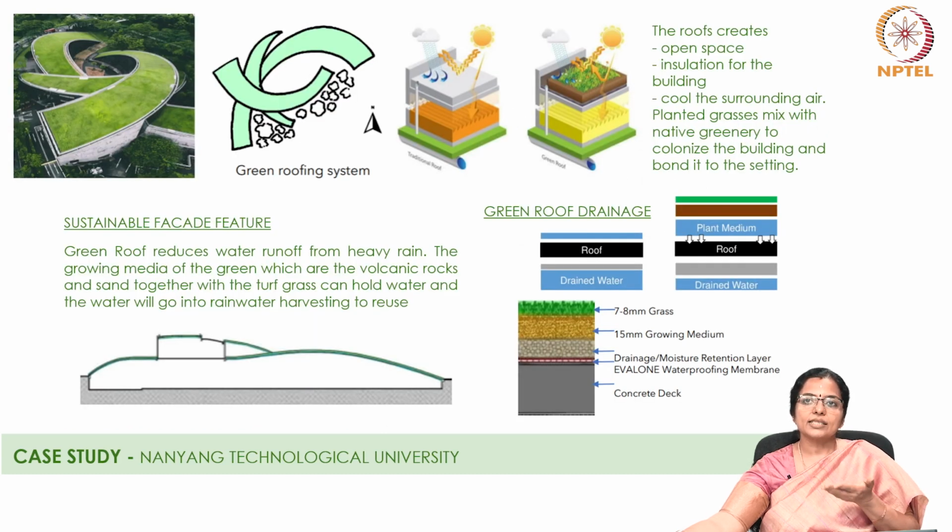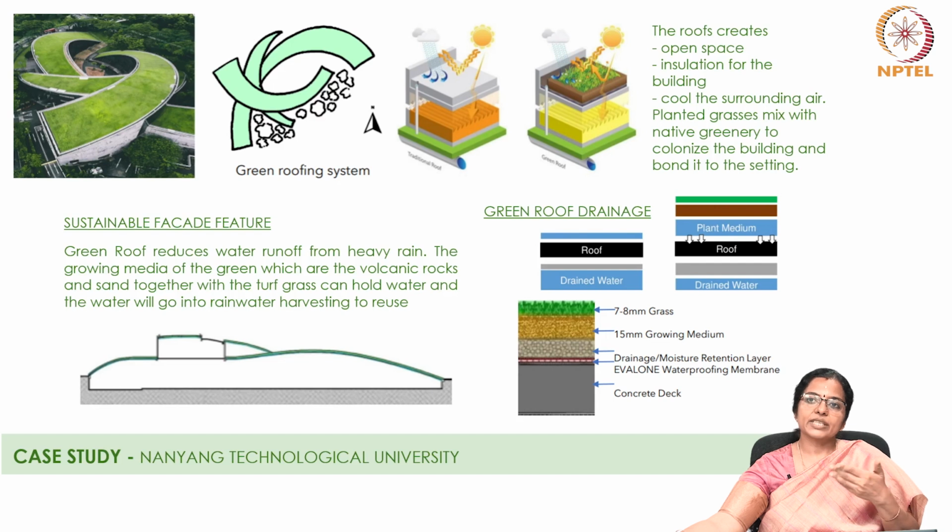Let us look at the sustainable facade feature. This is a 4-storied building. The 4-storied building with its eye-catching sloped grass roof was designed to blend with NTU's garden campus setting. Apart from being aesthetically pleasant, the green roof doubles as a scenic outdoor community space where teachers, students, everybody interacts.